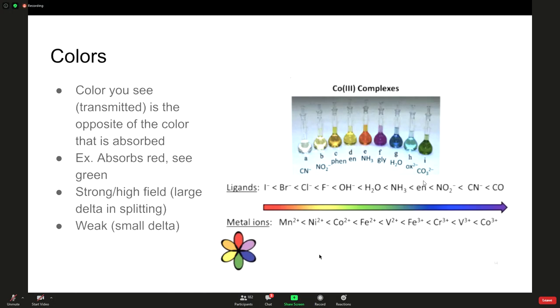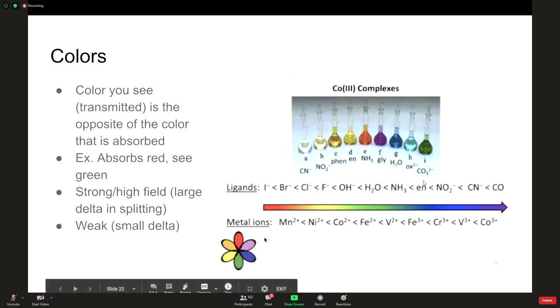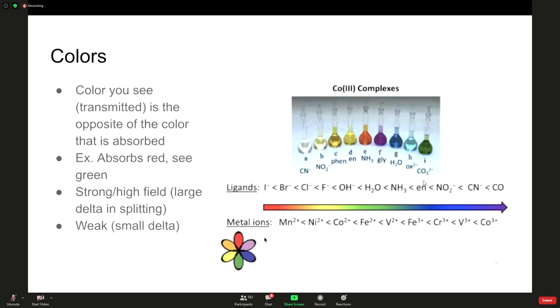And then we also see a list of ligands and metal ions that shows us which ones are strong field versus weak field. The ones on the right are the stronger ones, and the ones on the left are the weaker ones. So if it's on the right, it would be absorbing purple. That's a higher splitting than something that's absorbing red.